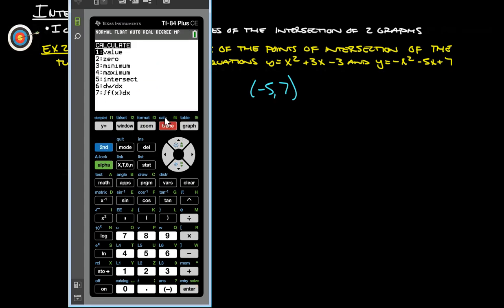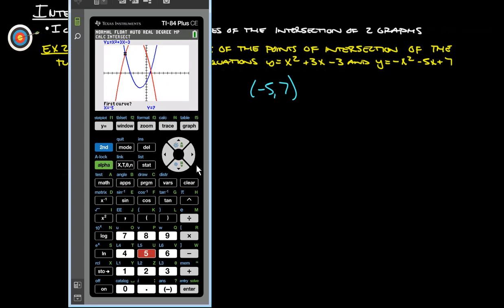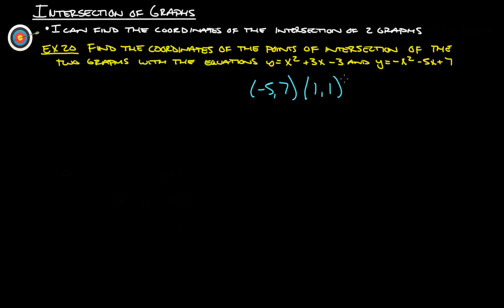After we do second trace, which is calculate, number 5 intersection. And now we've got to get it closer to this other one here. I think if I hold it, it'll get going. There we go. So again, as long as it's closer x-wise than that one, this should work. First curve, yes, enter. Second curve, enter up there. And then guess, yes, push enter, and it should show it right up there. And there it is at 1, 1. Okay, and that is how you find the intersection of two graphs using your graphing calculator.